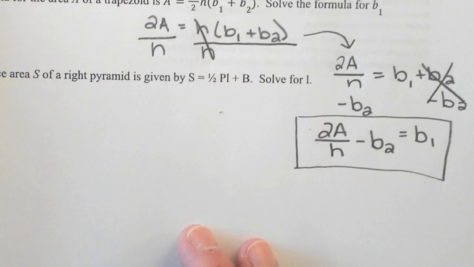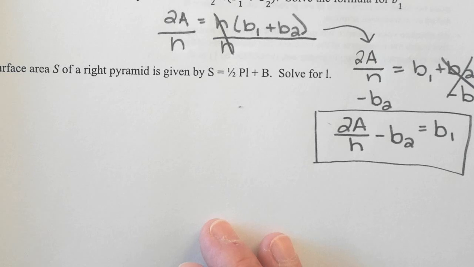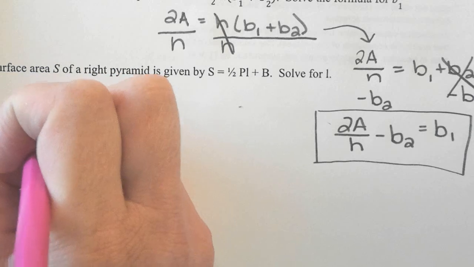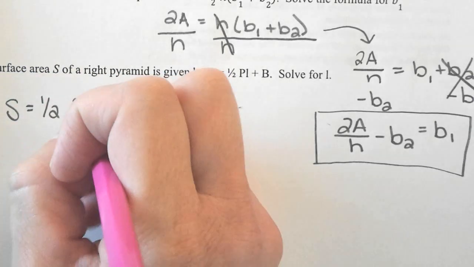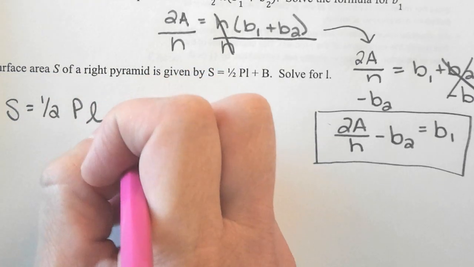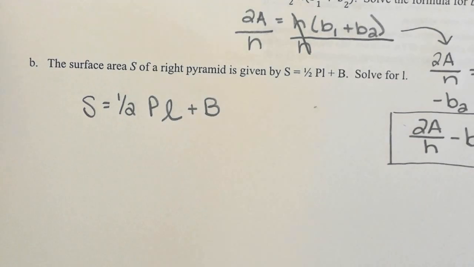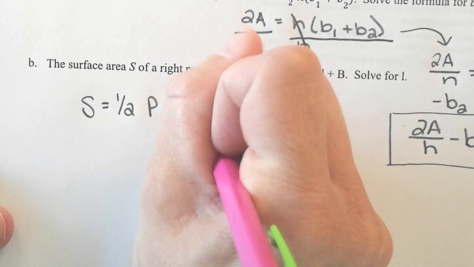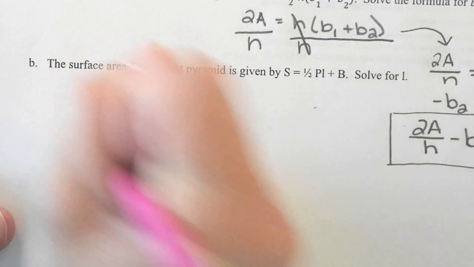Okay, one more. One more. Alright. You've got S equals 1/2 PL plus B. I'm going to change the L to a cursive L, so that way I know it's an L and not a 1. Alright, so the L is what I would like to get alone. What do we want to do first? There are actually 2 things I can think of that I'd be fine with. Yeah, let's move the B. I'm fine with that. That was one of my 2 things I was thinking about.